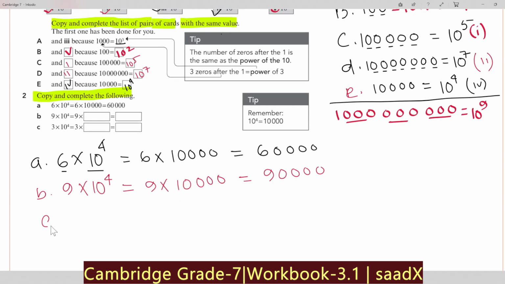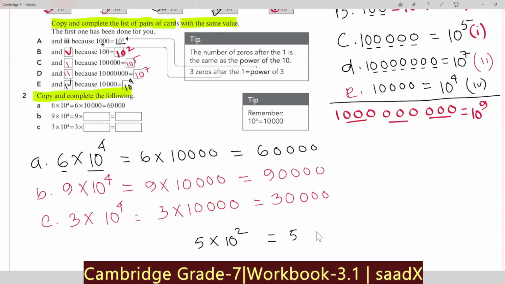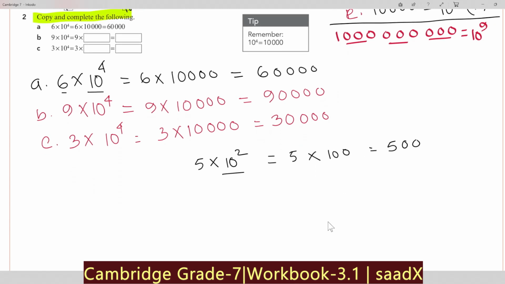What about the next one, C? Here is 3 times 10 to the power 4. So 3 times 1, and after 1 we write 4 zeros: 1 2 3 4. So finally it will be 3, then 4 zeros. What if we write 5 times 10 squared? 10 squared means 100, and 5 times 100 will be 500. Another example: 6 times 10 cubed. 10 cubed means 1000, and finally it will become 6000.